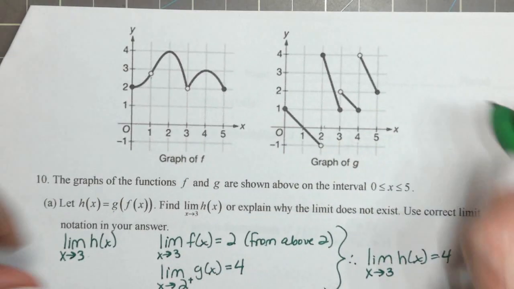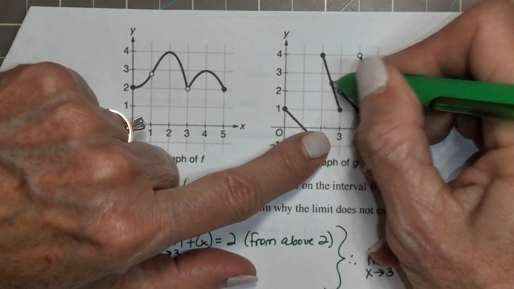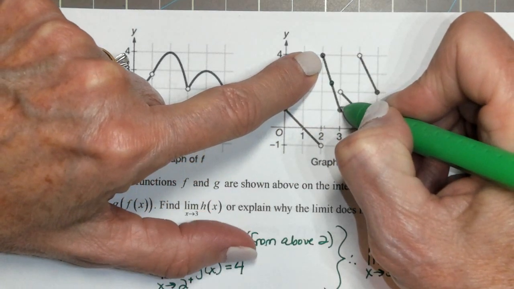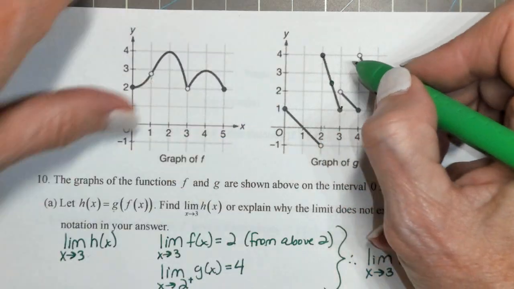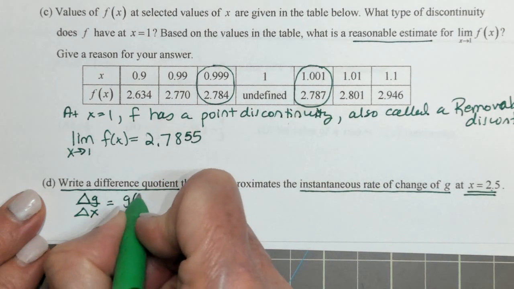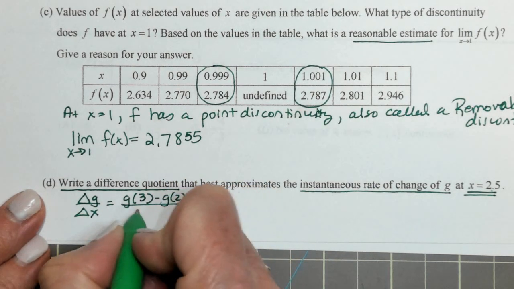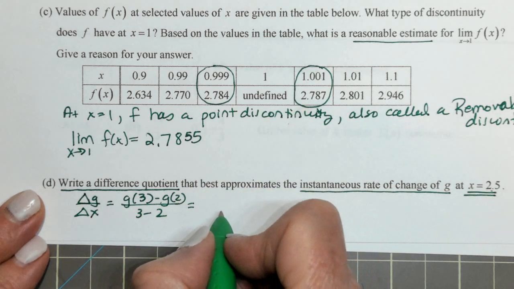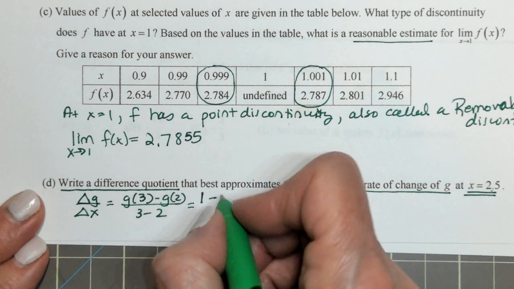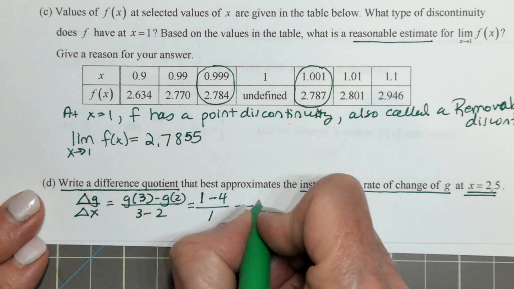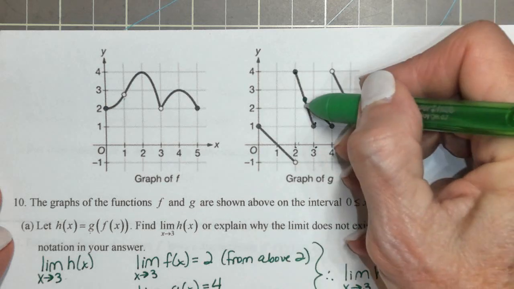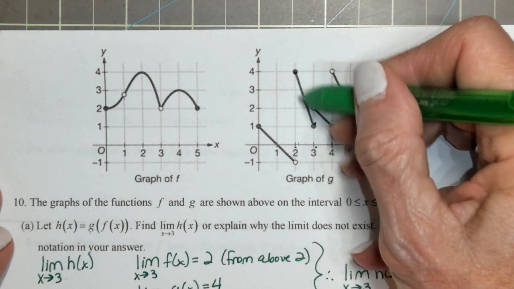Let's come up. Here's 2.5 on g. Essentially what they're asking for is, what is the slope between those two points? So I'm going to use 2 and 3. So I'm going to say g at 3 minus g at 2 over 3 minus 2. G of 3 from the graph is 1. G of 2 from the graph is 4. So this is negative 3. It is the slope between these two points.